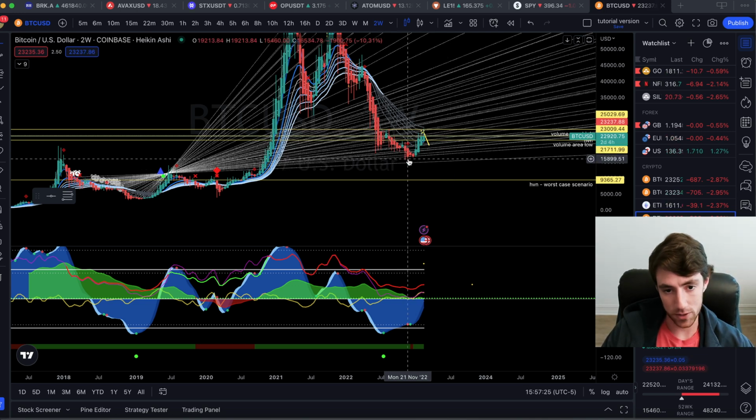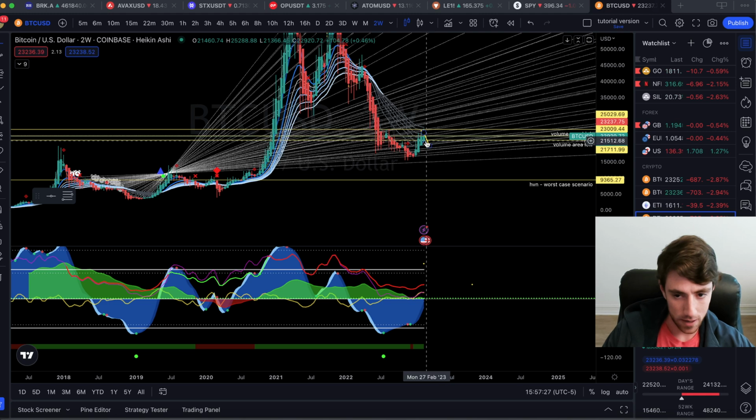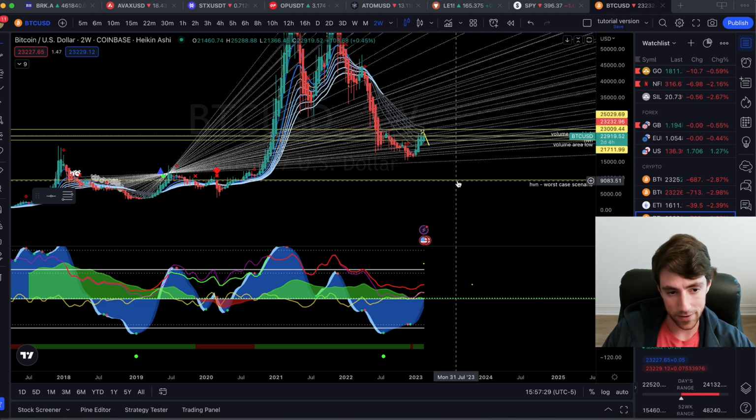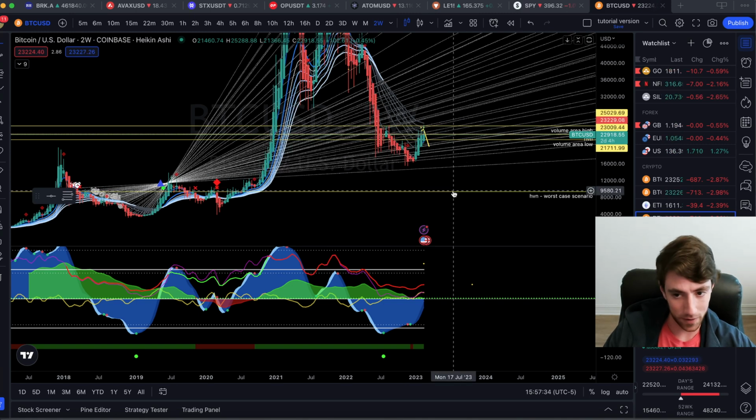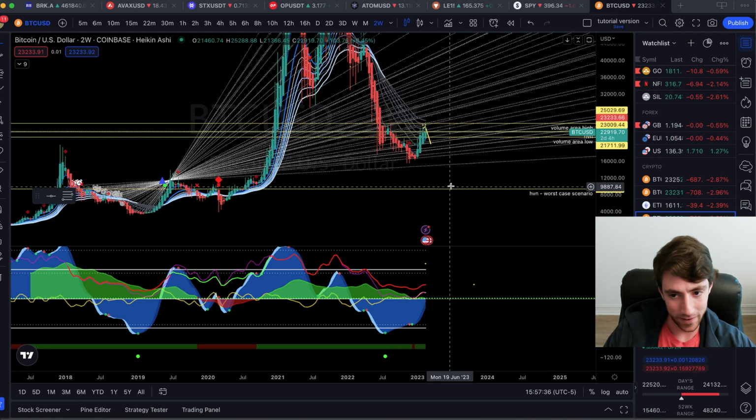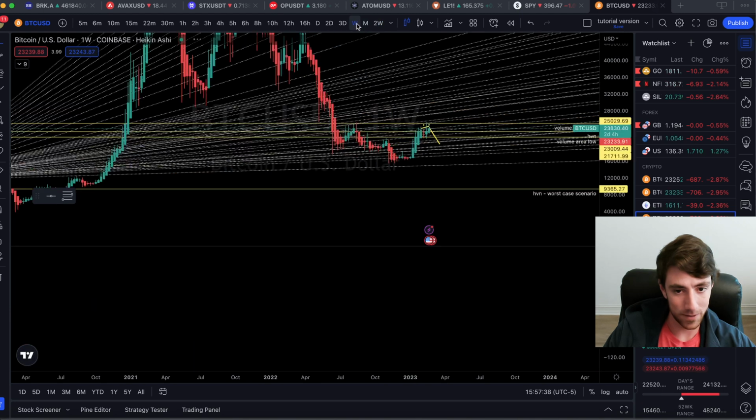I mean, who knows? Maybe we could just form a double bottom there. That would be nicer. But I kind of think worst case scenario is around 9K. We'll talk about that if we do get that low. I don't think we're going to get that low. I hope we don't, but you've got to be prepared for anything in these markets.